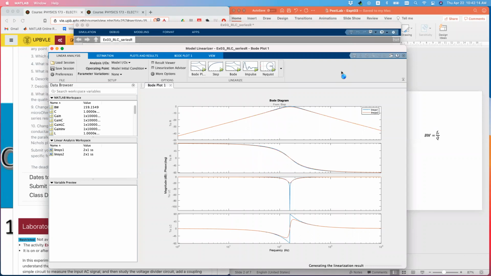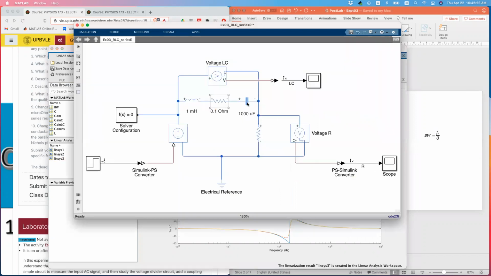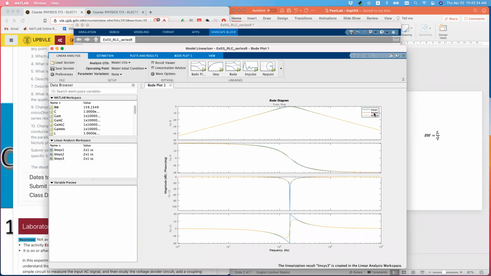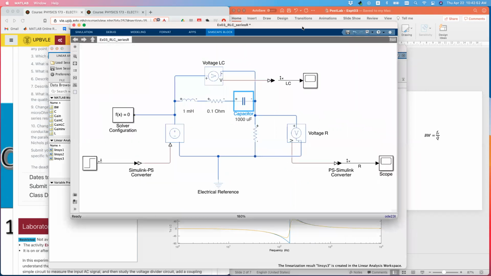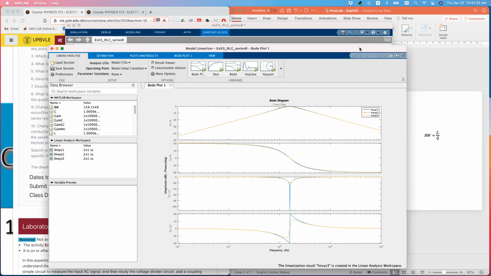Okay. Then tignan natin yung result. Okay, so makikita nyo na by modeling the series resistance of the capacitor as a resistor in series with this circuit, we get exactly the same result. So yung LIN-SYS2, which was yung binago natin yung properties ng capacitor, is exactly the same with LIN-SYS3, which is when dinagdag natin yung resistor with the circuit on the LC series circuit.